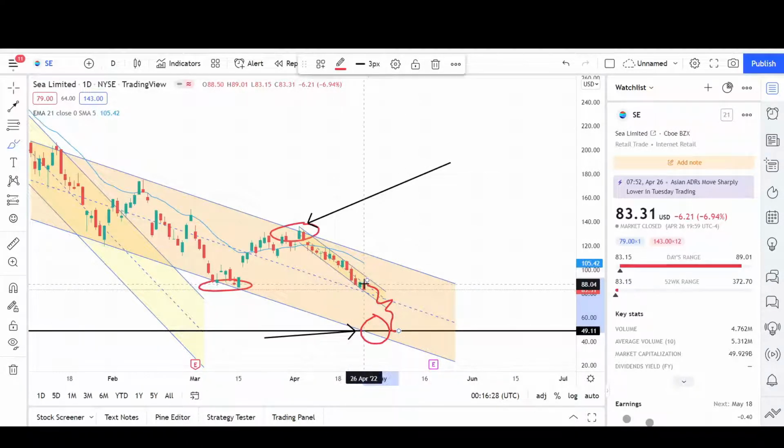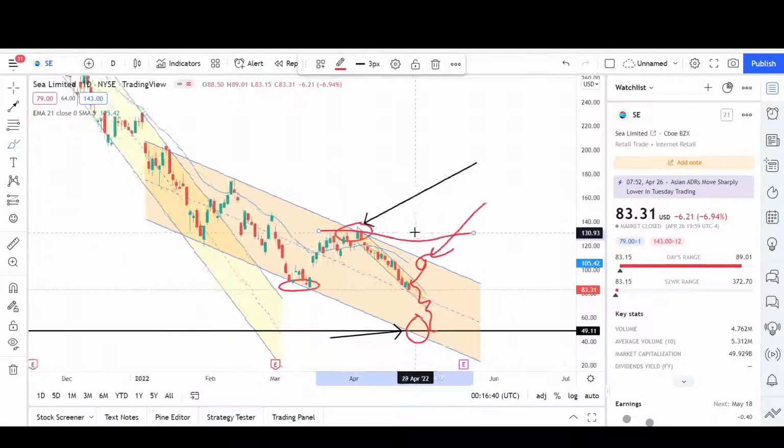If we were to pull back, I'm pretty sure that this EMA and resistance side of the channel is going to be acting as resistance. I don't think buyers can push the market all the way back up to this 130 level. I mean, anything is possible in the market, but it's just unlikely.